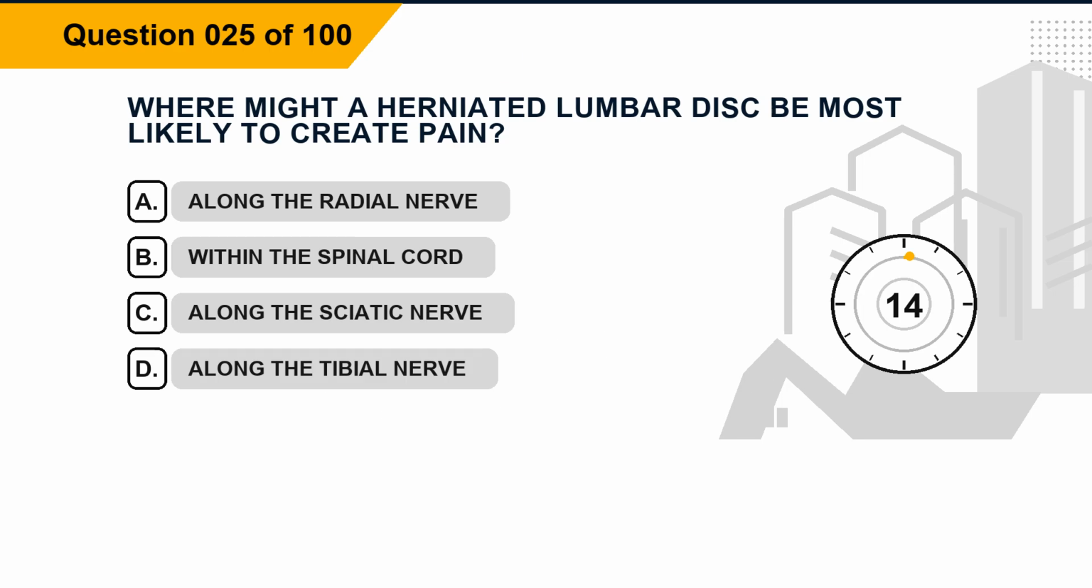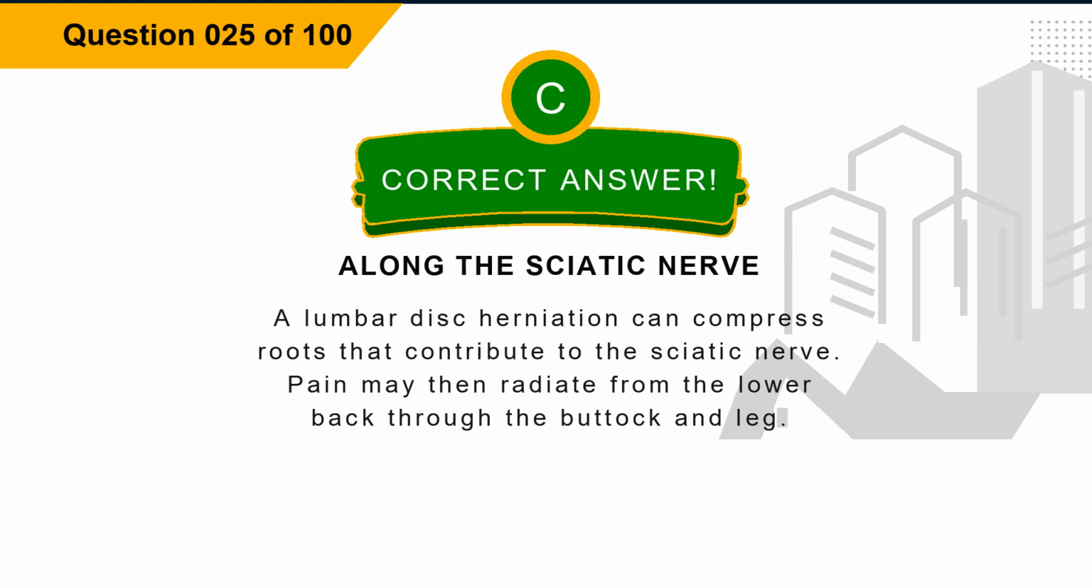Question 25. Where might a herniated lumbar disc be most likely to create pain? Option A, along the radial nerve. Option B, within the spinal cord. Option C, along the sciatic nerve. Option D, along the tibial nerve. The correct answer is option C, along the sciatic nerve.